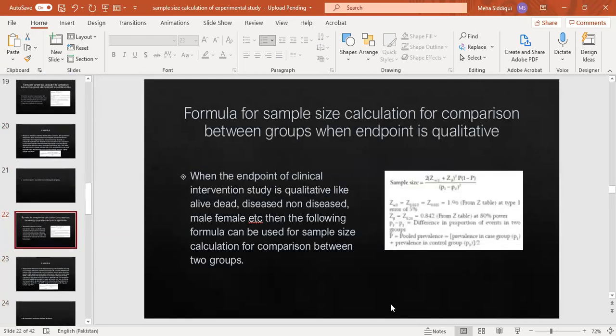A formula for sample size calculation for comparison between groups when the endpoint is qualitative. When the endpoint of a clinical intervention study is qualitative, like alive, dead, disease, non-disease, male, female, etc., then the following formula can be used for sample size calculation for comparison between two groups. Again, the same Z alpha and Z beta, and P1 minus P2 is the difference in proportion of events in two groups. P is the pooled prevalence, that is the prevalence in case group P1 plus the prevalence in control group P2 divided by 2. In this way, we will get this value of P.